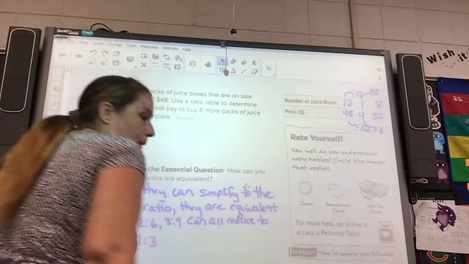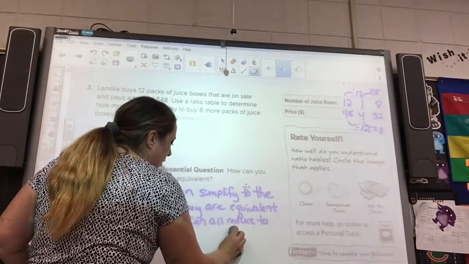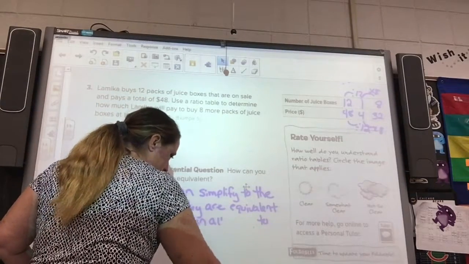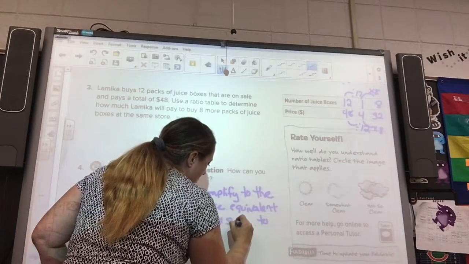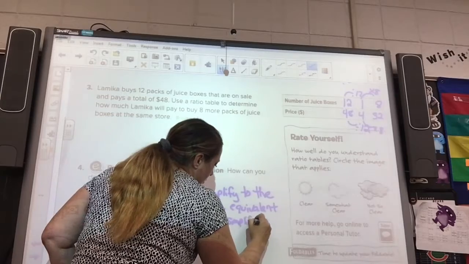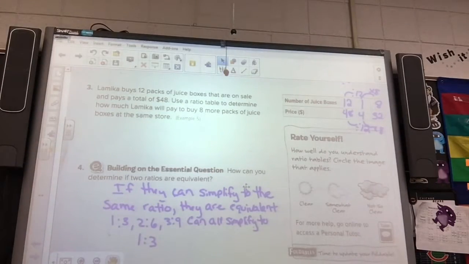All right, take a pause. I know I was in your way to write some of that. Take a pause. Make sure you have that down. If they can simplify or reduce, you know what? I feel like I should write simplify in here instead of reduce, because using 2 different words is just not a good idea. If they can all simplify to 1/3. Okay, if they can simplify to the same ratio, then they are equivalent. 1/3, 2/6, and 3/9 can all simplify to 1/3. That means that they are equivalent.